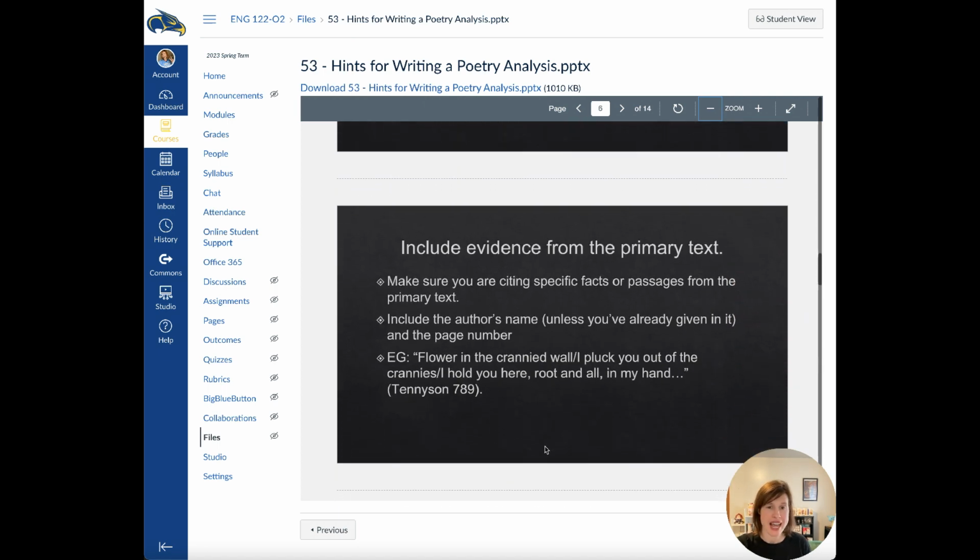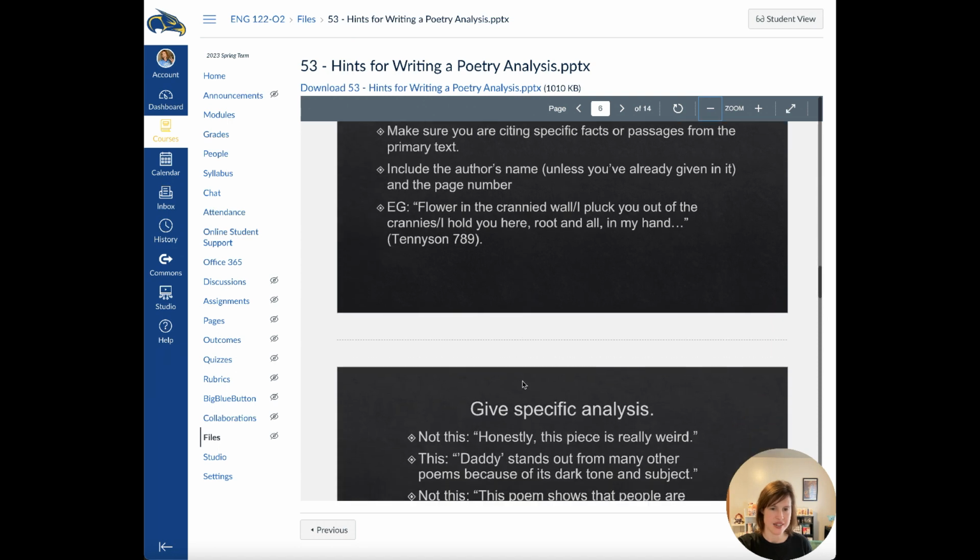Include evidence from the primary text. Make sure you're citing specific facts or passages from the primary text. Include the author's name, unless you've already given it, and the page number. So for example, if I said, "Flower in the crannied wall, I pluck you out of the crannies, I hold you here, root and all, in my hand." Tennyson, 789. That tells me the author's last name, as well as the page number it was on. And I have my quotation marks inside before I do my in-text citation. That's how you would cite it properly, right? And you should have these throughout your paper whenever you are citing your author or citing a text.